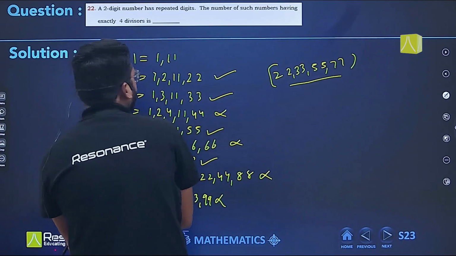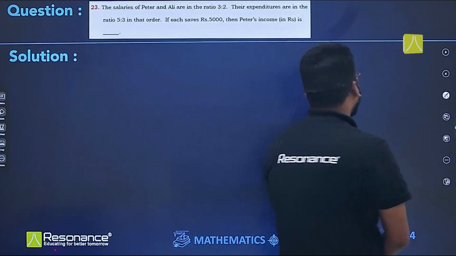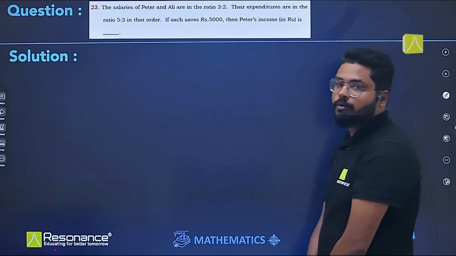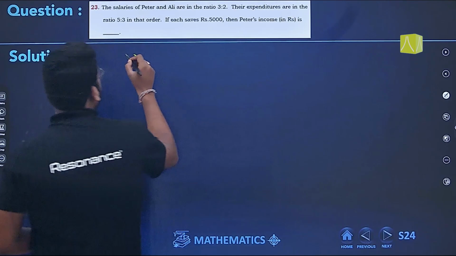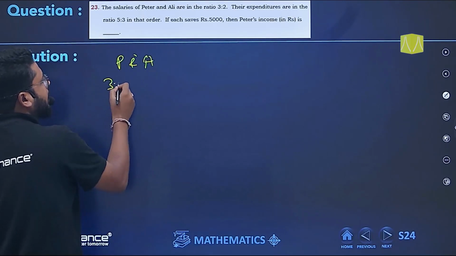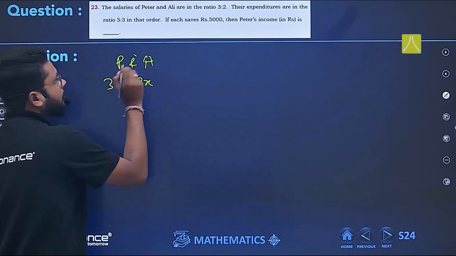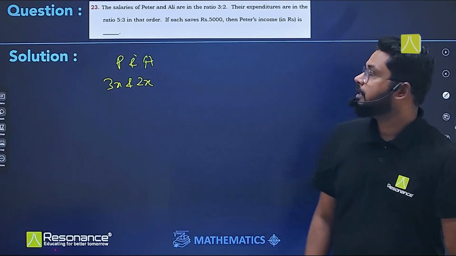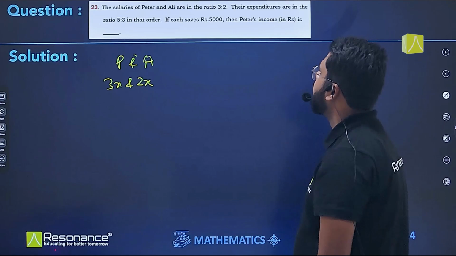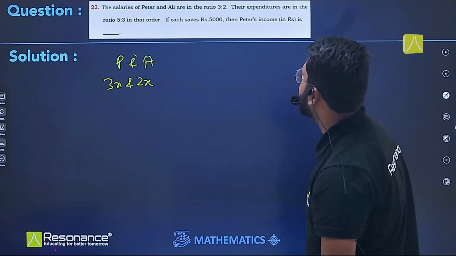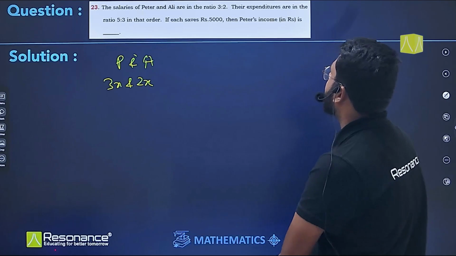Okay. So next question is, the salaries of Peter and Ali are in the ratio 3:2. So this is 3x and let it be 2x. Their expenditures are in the ratio 5:3 in that order. If each saves 5,000 rupees, then Peter's income in rupees is what?